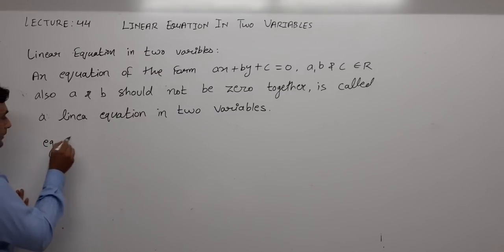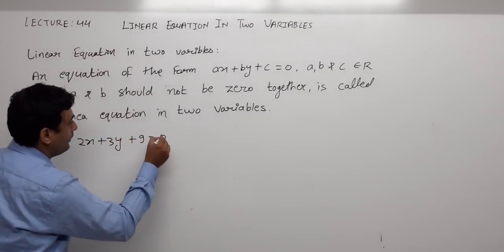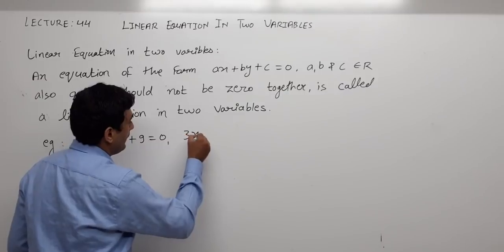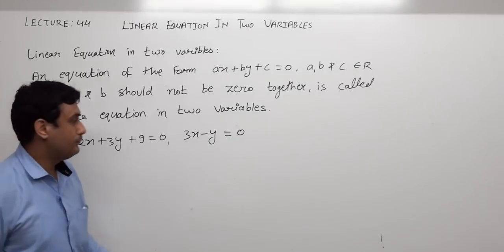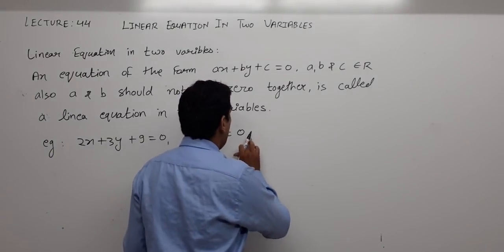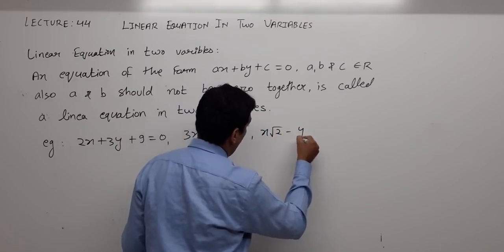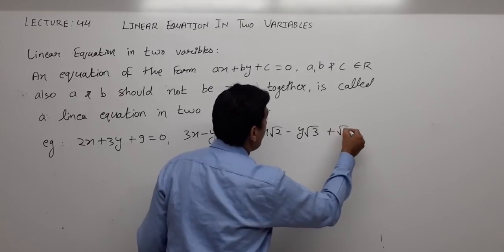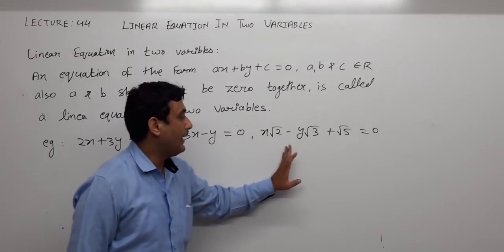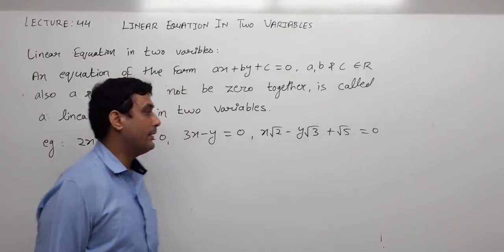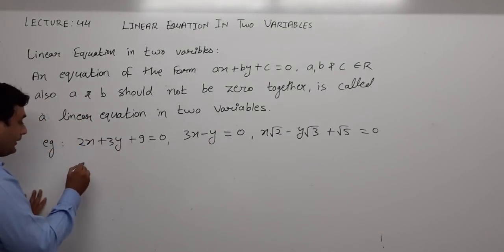Let us see some examples. I can write 2x plus 3y plus 9 is equal to 0. 3x minus y is equal to 0. Okay, c might be 0. Then x root 2 minus y root 3 plus root 5 is equal to 0. Again, a linear equation in two variables. The only thing is that a and b both should not be 0 together. Okay, that means this is also a linear equation.